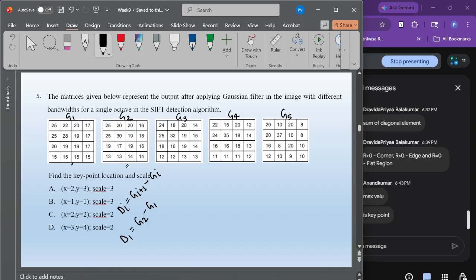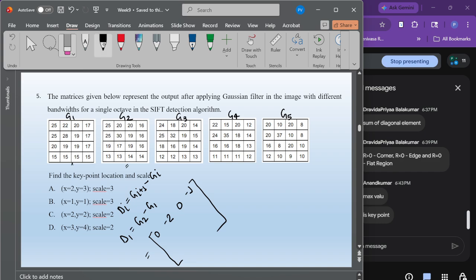Now can you subtract and let me know what the value will be? 25 minus 25, what will be the value? Here I am subtracting directly, otherwise it is difficult to write. So 25 minus 25, 0 here. Next, 20 minus 22, so how much is it? Minus 2, right? And 20 minus 20, again 0, and 16 minus 17 is minus 1. Like that we need to subtract.